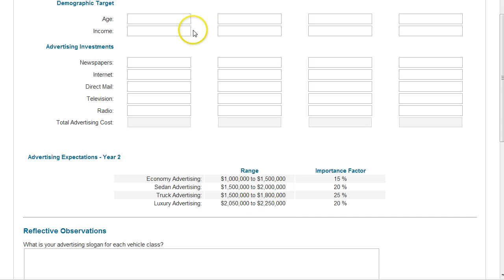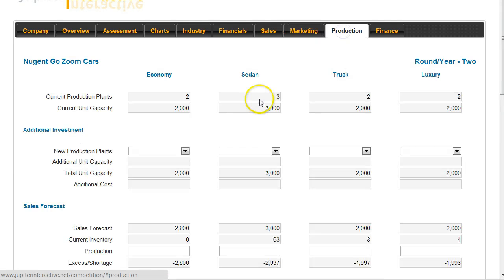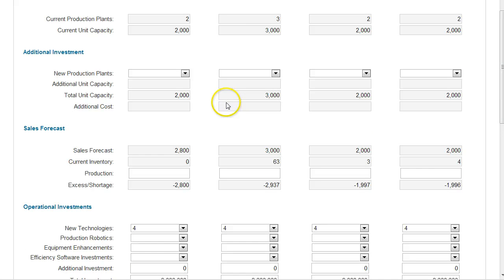And that has to be reflective in how I allocate my advertising investments. And keep in mind that the student user guide gives you an idea of how effective each of these areas are. I'm going to come back to that. I don't really want to waste your time with me filling those in. Let me go to production.